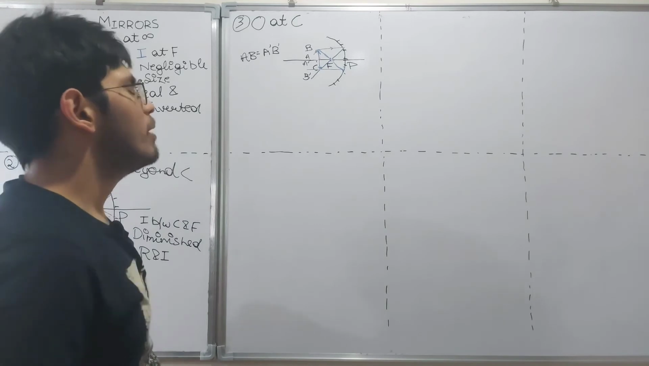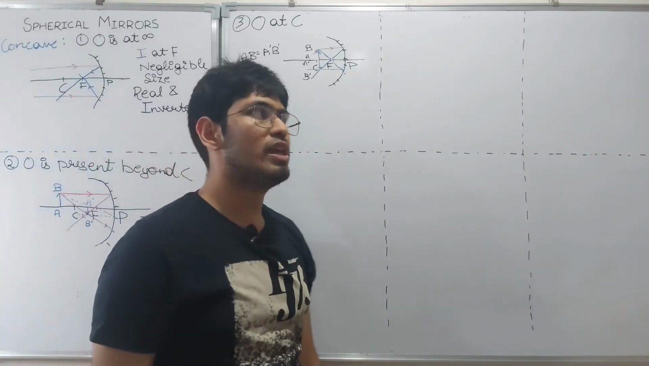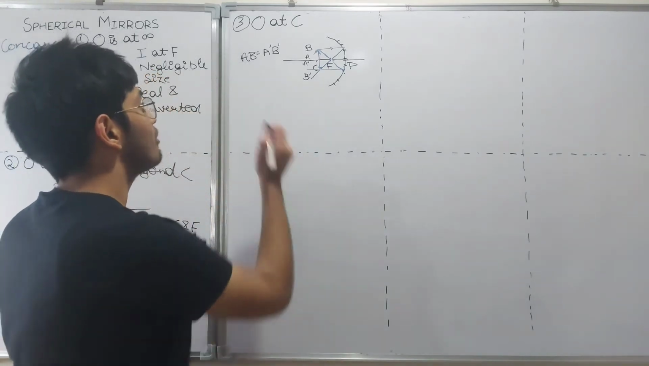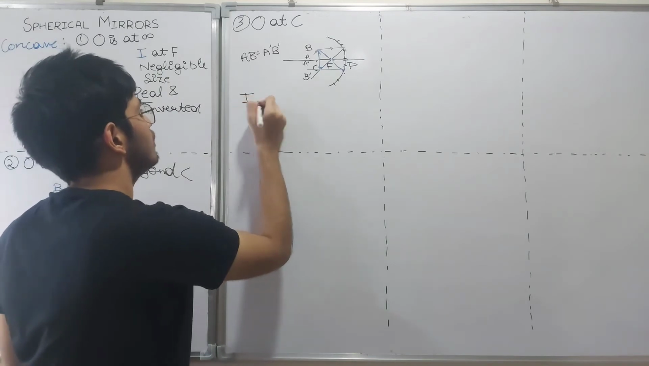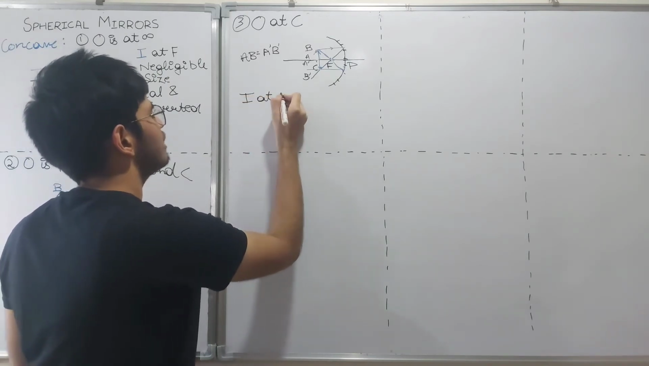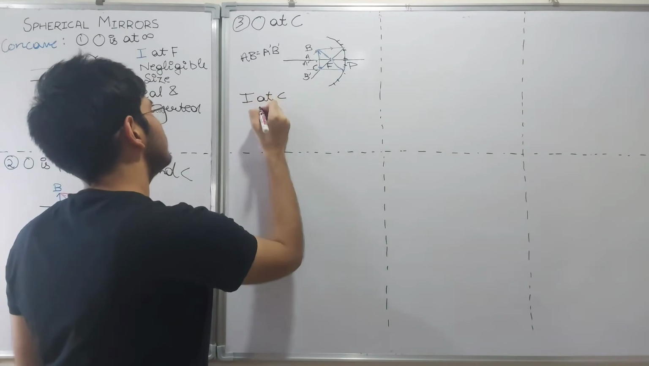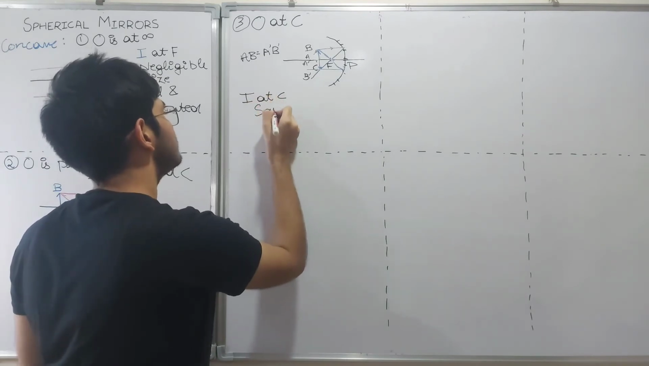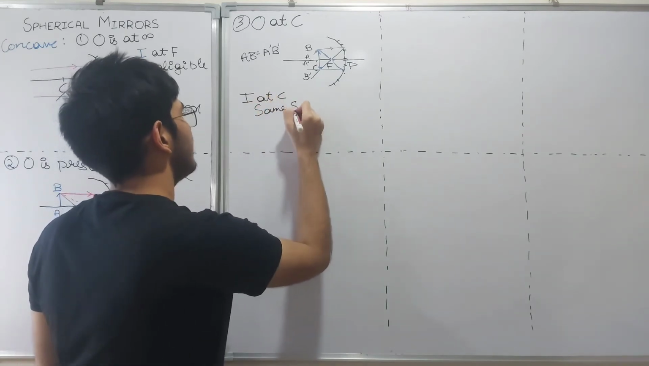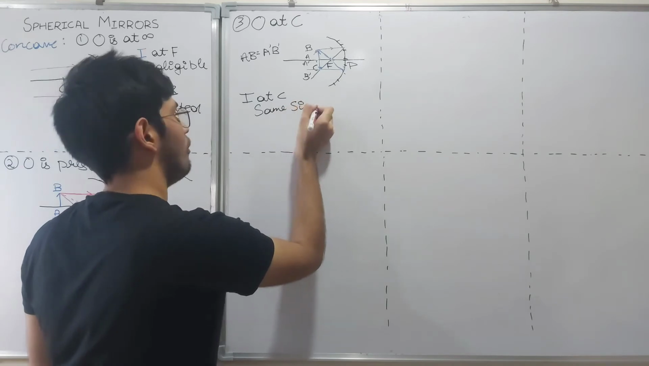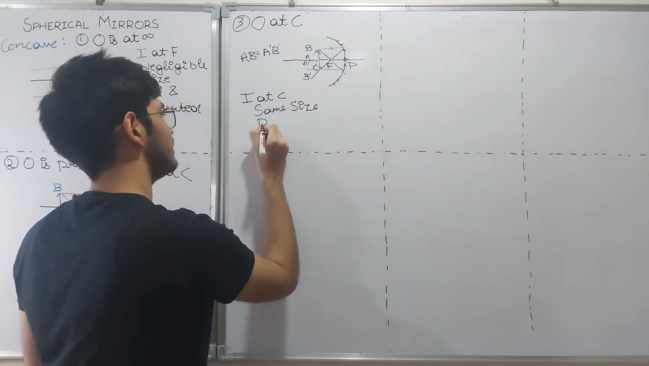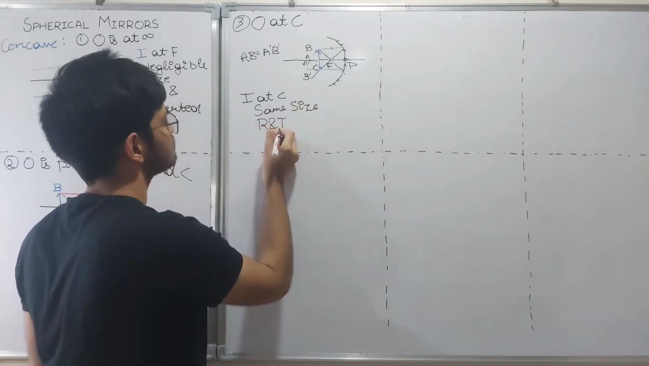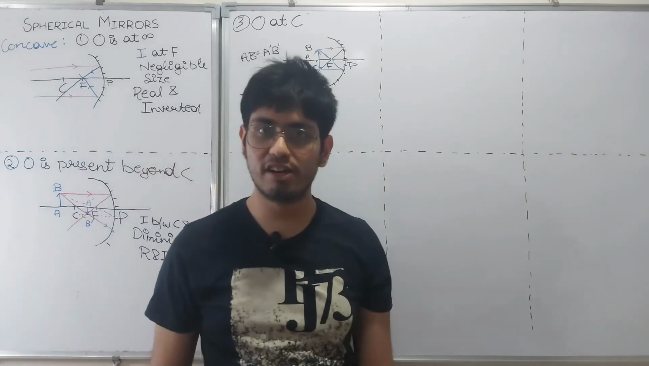Now, the properties of the image. If we write the properties of the image, where is the image formed? The image is formed at the center of curvature. The size of the image is the same size. And anything else? Yes, the image formed is real and inverted. All these points are clear to you?